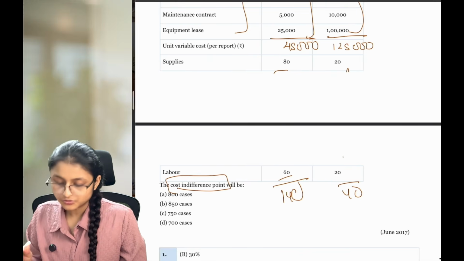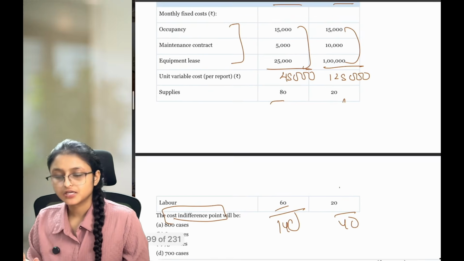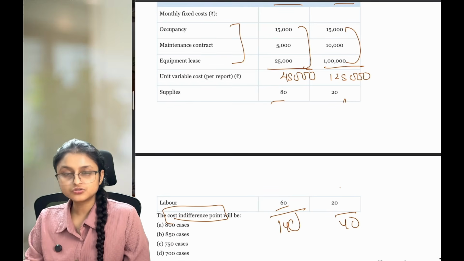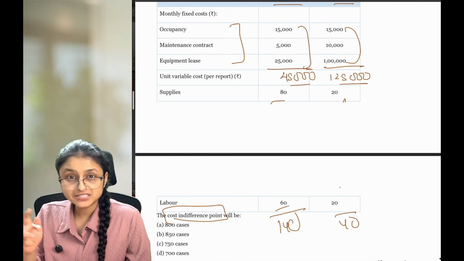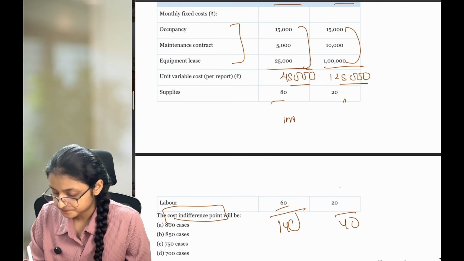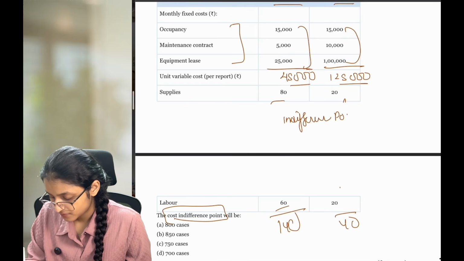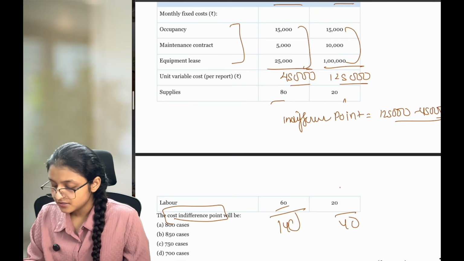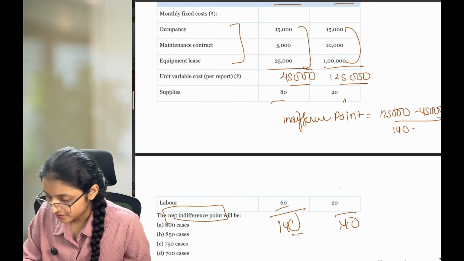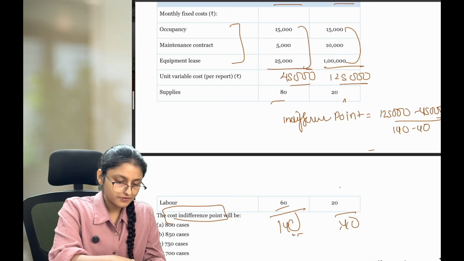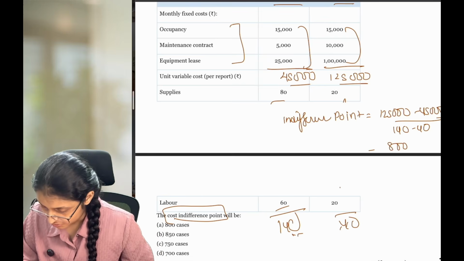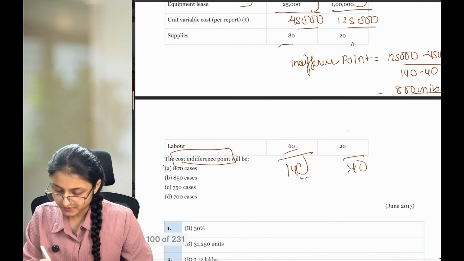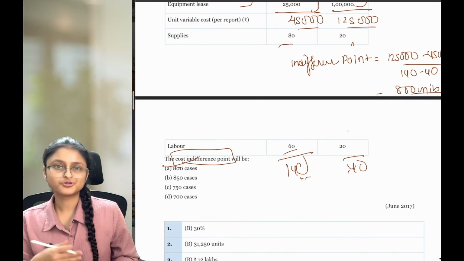Now they want us to calculate cost indifference point. What is indifference point? Indifference point is a point where the cost in these two scenarios is going to be exactly the same. To calculate this, we take the difference in fixed cost between two different alternatives. So 1,25,000 minus 45,000 divided by the difference in the variable cost of two different alternatives. So 125 minus 45 divided by 100 will give you 800 units. So 800 units is the indifference point where the cost under two different situations is going to be exactly the same.